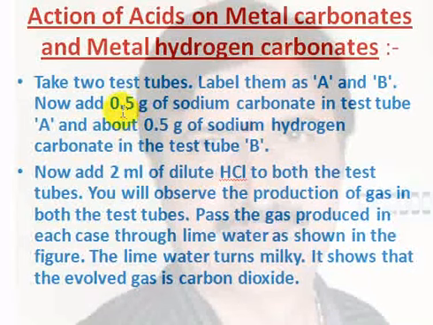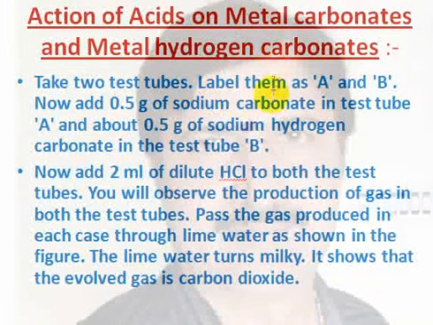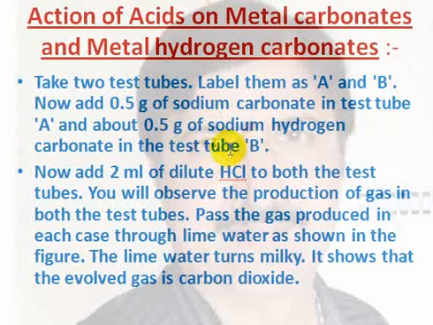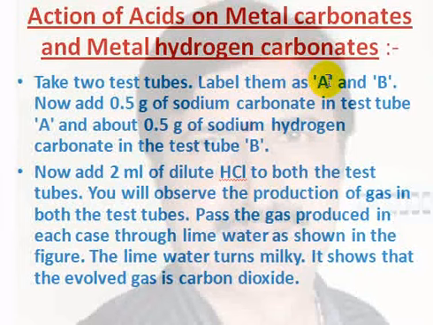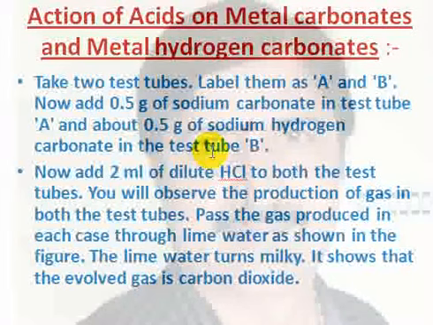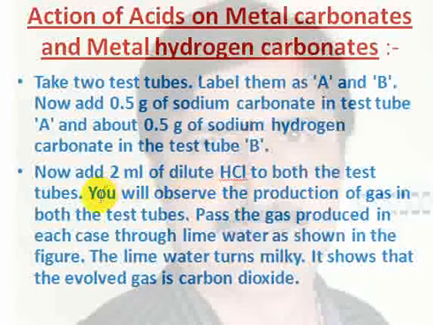Now take half gram of sodium carbonate in test tube A and half gram of sodium hydrogen carbonate in test tube B. Sodium carbonate means washing soda. In the first test tube you have taken washing soda. In the second test tube you have taken baking soda. Now add 2 ml of dilute HCl to both the test tubes.